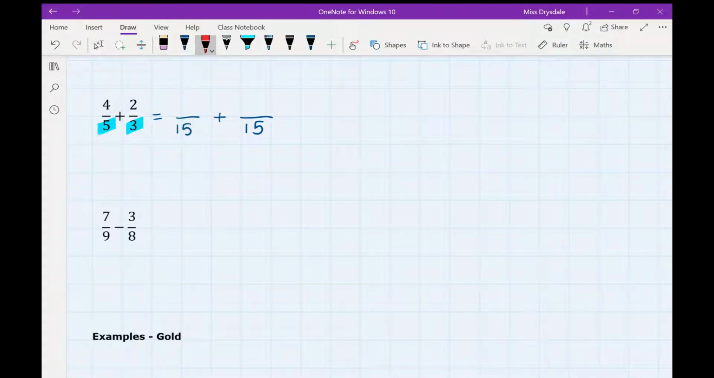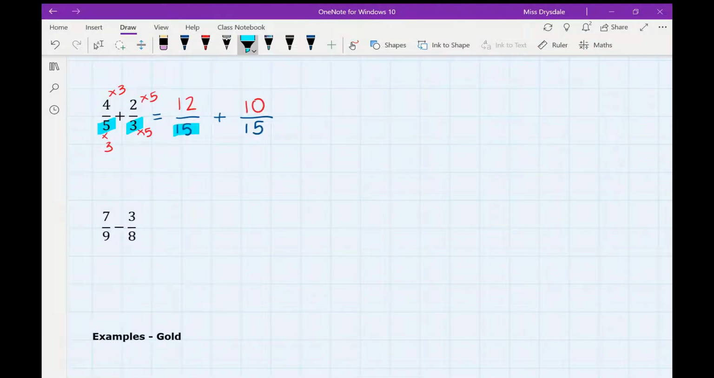So we now need to find equivalent fractions. So we're going to change this 4 over 5 to have 15 as a denominator. So we think, how have we got 15 from 5? Well, we've times it by 3. And whatever you do at the bottom, you have to do at the top. So 4 times 3 is 12. And then for our second fraction, how have we got 15? Well, we've times 3 by 5 to get 15. So whatever you do at the bottom, you have to do at the top. So 2 times 5 is 10.